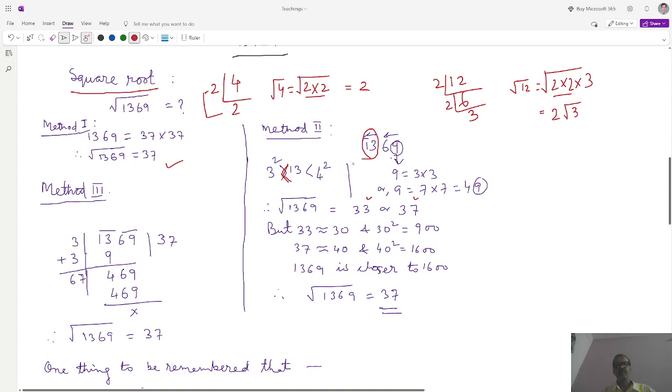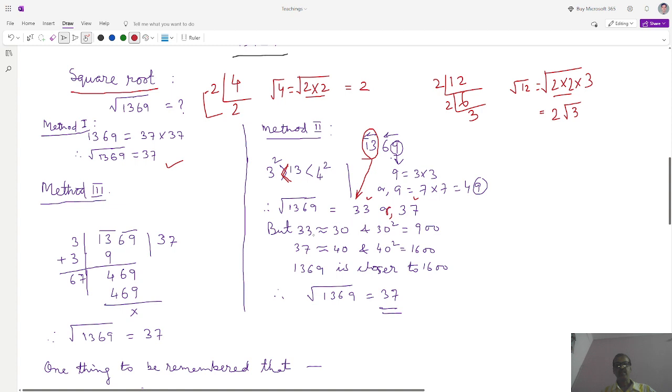So the second digit pair tells us the square root value, second digit will be 3. So what are the options here? 33 or 37, right? And what will be the actual value of square root of 1369?